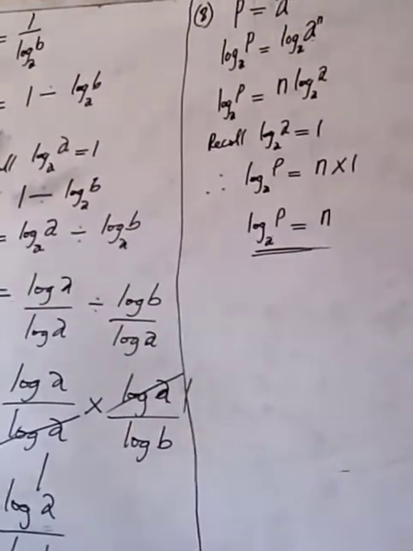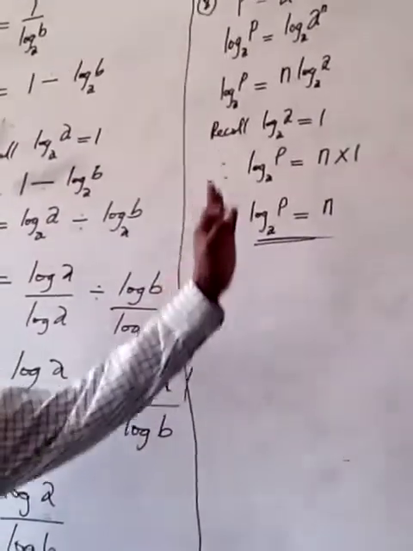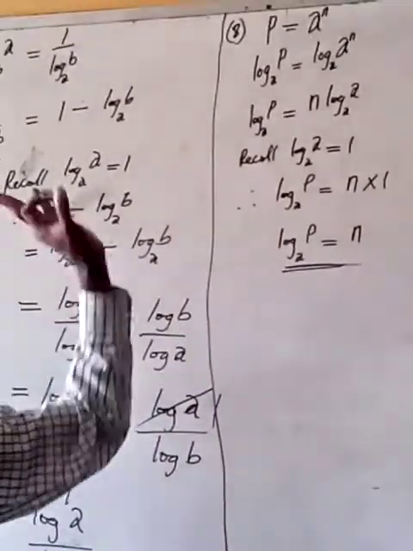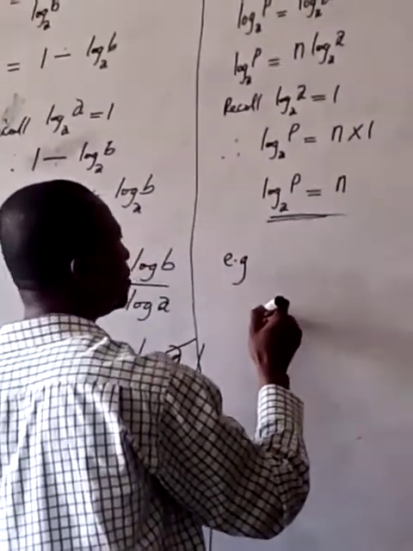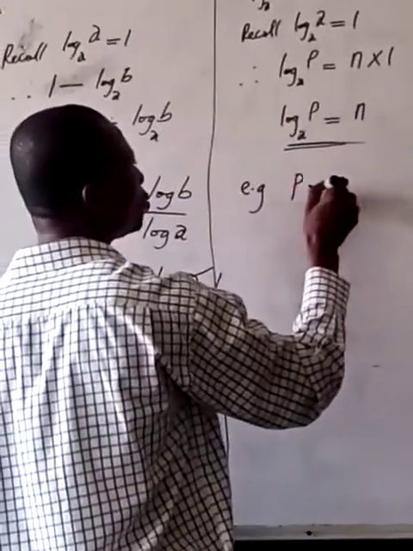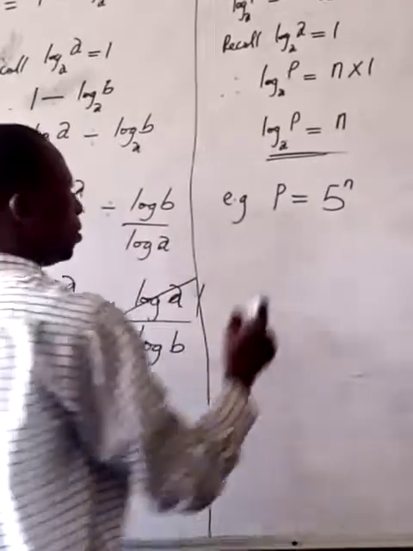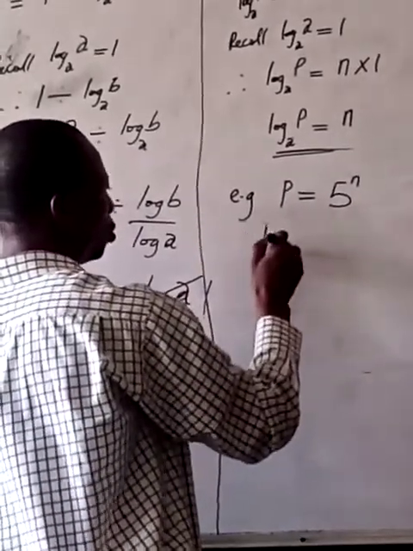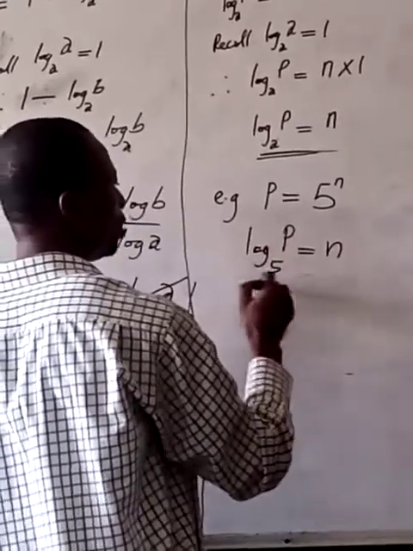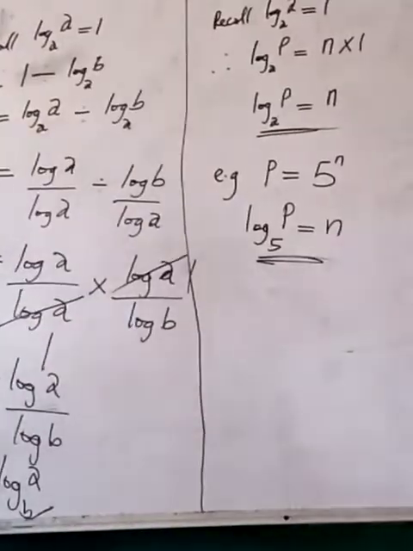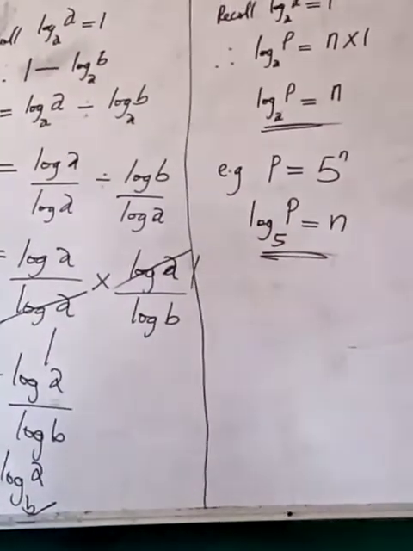This gives us the idea of how we can introduce log into an equation. For example, if I have P is equal to 5 raised to the power of n, I can turn this to log. I know that it will change to what? Log P base 5 is equal to n. I've used this rule to convert this to log.